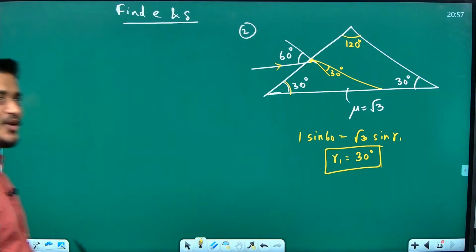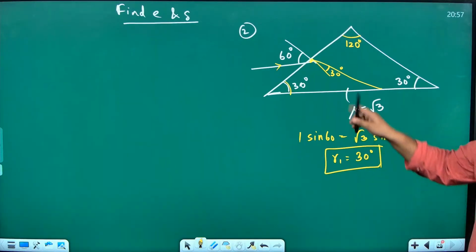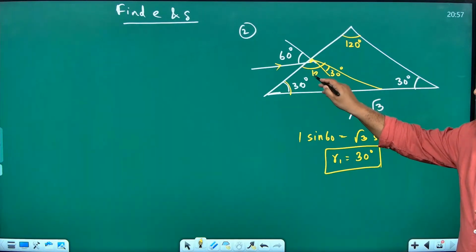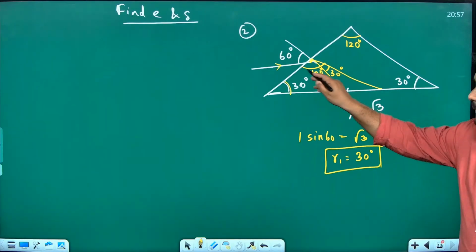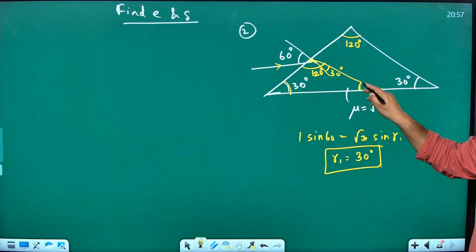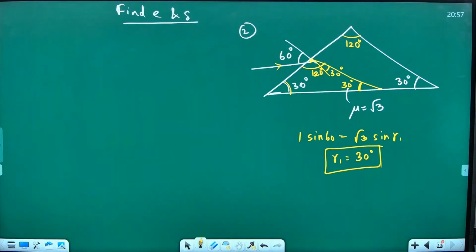Okay. Now everybody please pay attention. So R1 is 30. It means this total angle is how much? 90 plus 30 is 120. This is 120. This is 30. It means this will be how much? 30. Are you understanding what is happening?